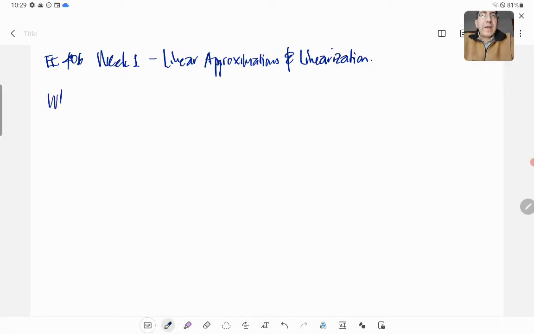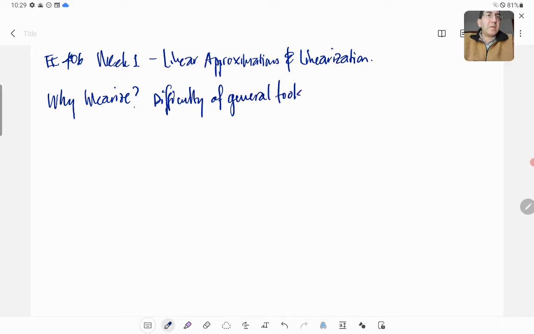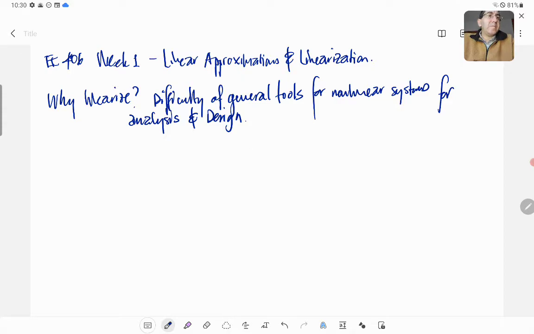So why linearize? Because of the difficulty of general tools for nonlinear systems for analysis and design, and conversely, the abundance of such tools for linear systems.